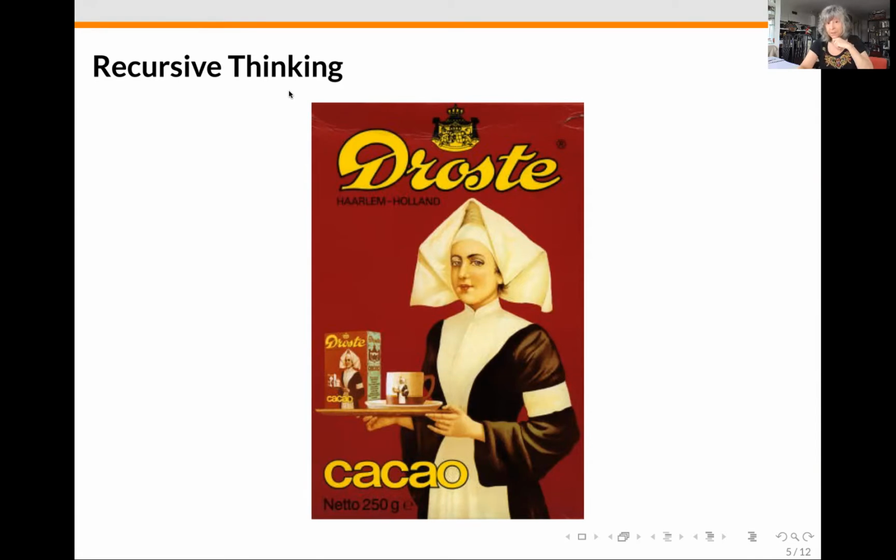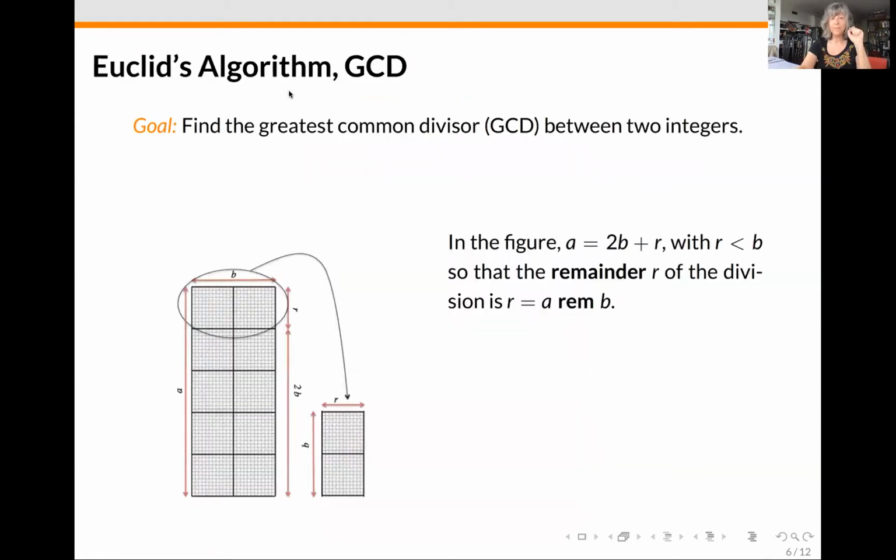This is a very nice visual because, of course, it was in the Netherlands in the 1940s that they were selling this chocolate. And in the box of chocolate, there's this lady that is bringing on a tray a box of chocolate. But of course, the box in the box also has a lady carrying a box. And the box in the box in the box also has a lady carrying the box, and so on. So it is a very nice visual for recursive thinking.